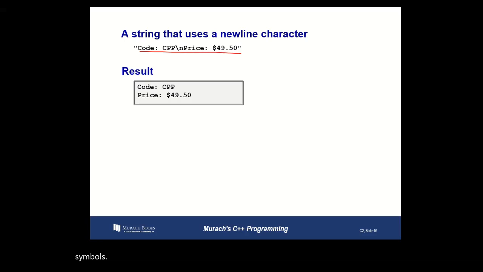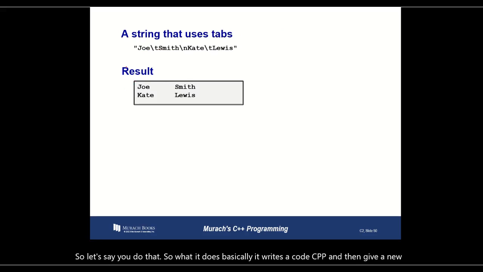Basically it writes code cpp, then creates a new line, and then writes price equals 49.50. So this is the result. You have different examples as well. Tab delimited, so Joe tab Smith, you have a tab, that's why you have this space here. Then you have a new line, you write Kate, again put a tab, then you write the final string, that is Lewis.